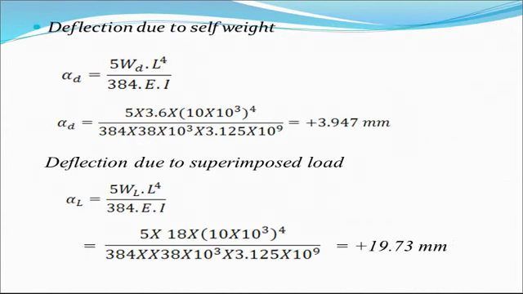Now the deflection due to self-weight, this is the standard case: positive 5 WD L to the power 4 divided by 384 EI. So alpha D is equal to plus 3.947 mm, the deflection due to dead load or self-weight. Similarly, deflection due to the superimposed load, the live load, 18 kN per meter is already given. That's why we again use the same formula, replacing WD by WL: 5 WL L to the power 4 divided by 384 EI. We get plus 19.73, because the direction is downward, positive.